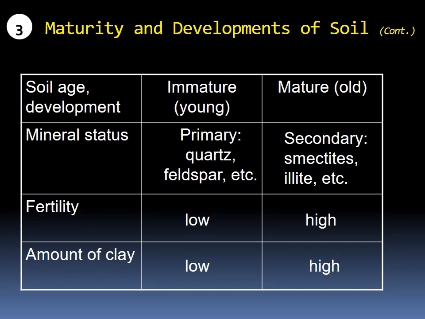Because what happens with maturity is that with intensive physical and chemical weathering, the soil particles can be broken down into a very fine size, into the clay size, to be less than 0.002 millimeter in diameter, for example. And that's why you have more clay in a mature soil compared to a young soil.